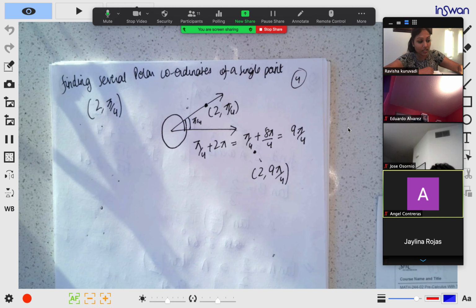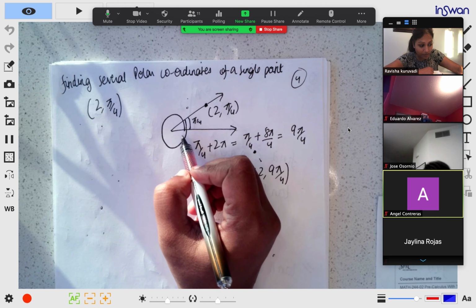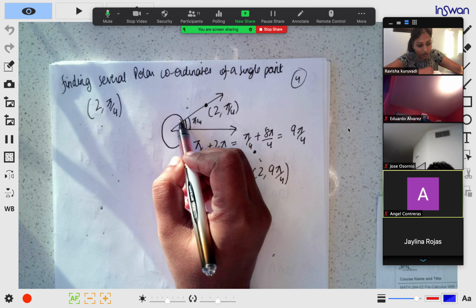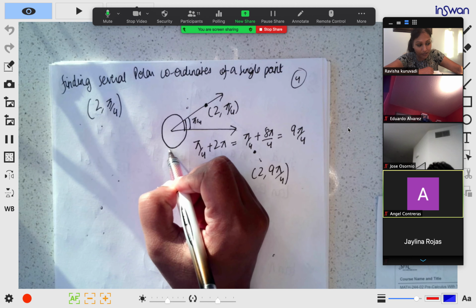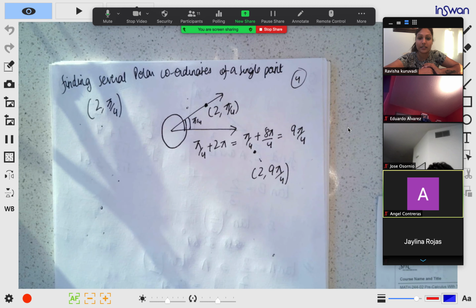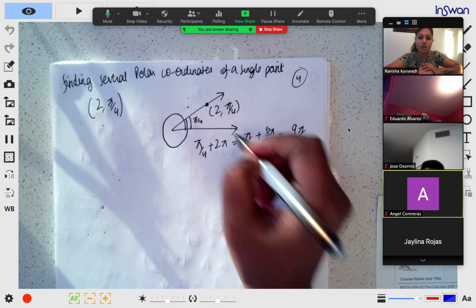Because what I'm doing is I'm starting from this point, going all the way around and coming back to this point. That means I'm adding 2 pi, that means 360 degrees, to the original angle. I'm coming back to the same point. So this will also give me the same coordinate.